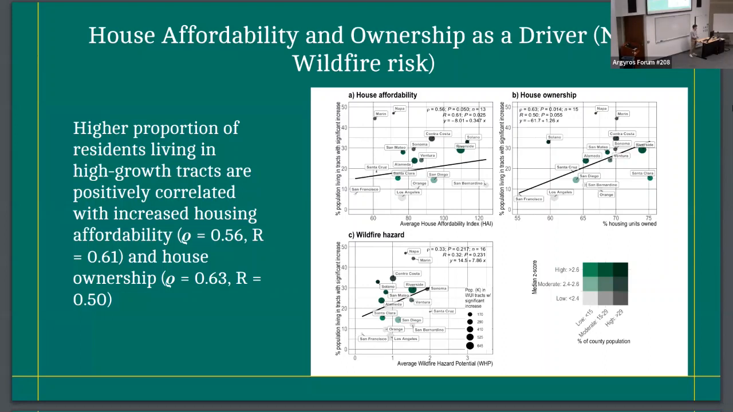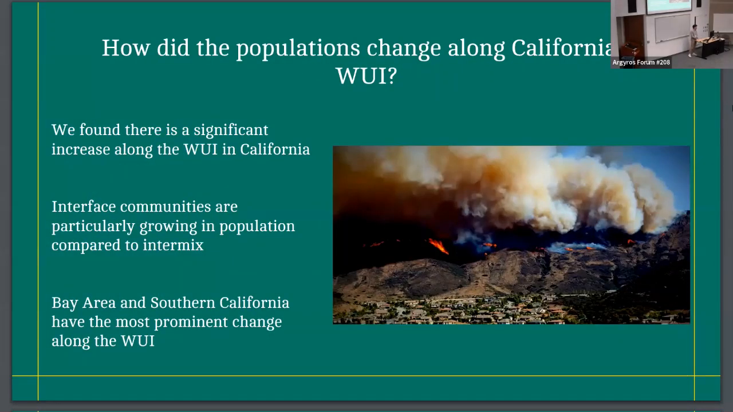Similar sort of thing: darker green is the higher proportion, and darker black is a higher population. So just to get into discussion, we found that the population is increasing and there is a significant increase. Interface communities are particularly growing, and that can be alarming considering most damage to property is happening in these interface communities. So this is sort of a double whammy.